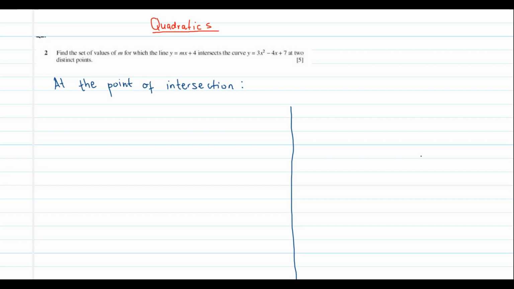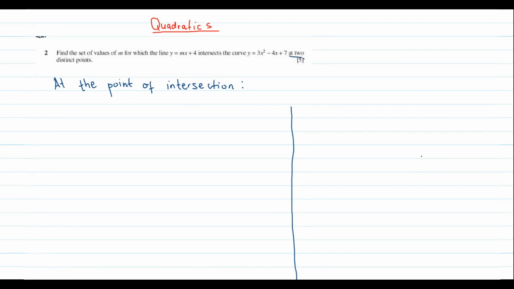Hi, today I have another question on quadratics. The question says, find the values of m for which the line y equals mx plus 4 intersects the curve y equals 3x squared minus 4x plus 7 at two distinct points.